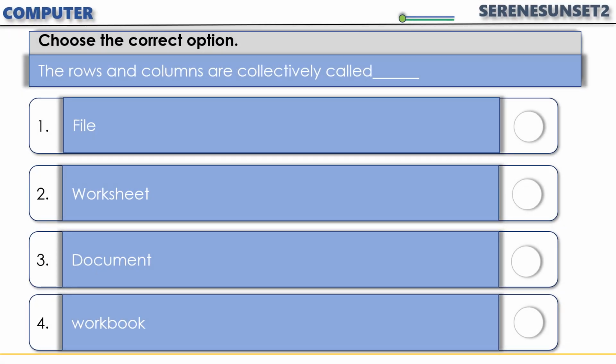The rows and columns are collectively called dash. Options: file, worksheet, document, workbook. Answer: option B, worksheet.